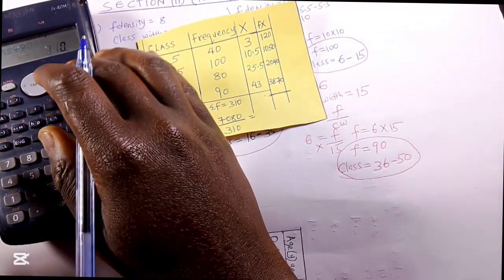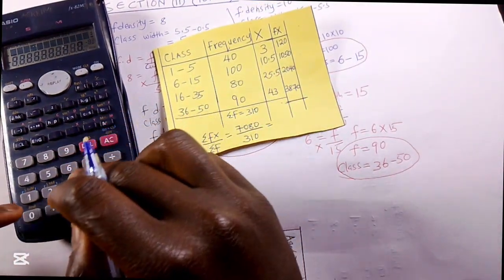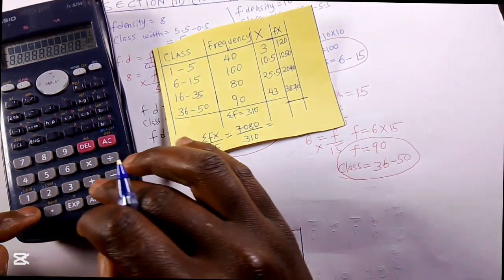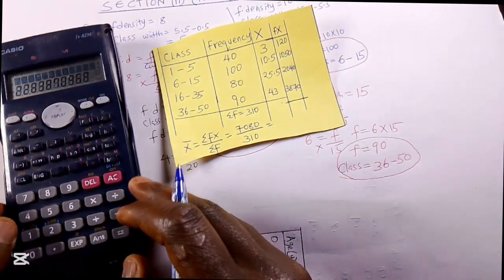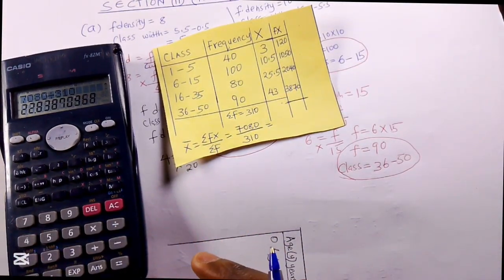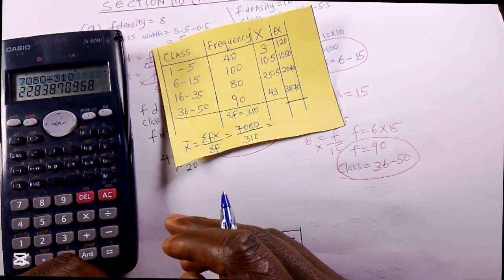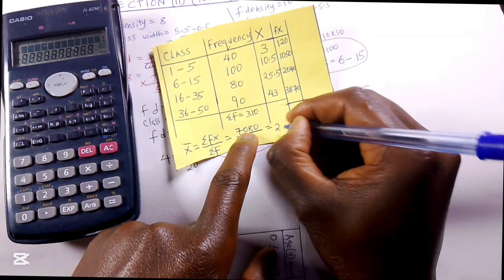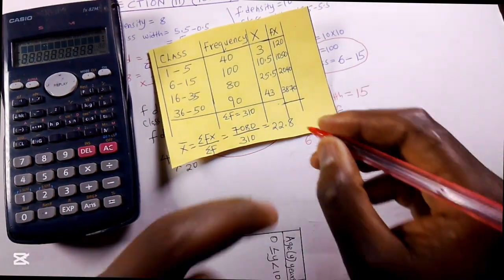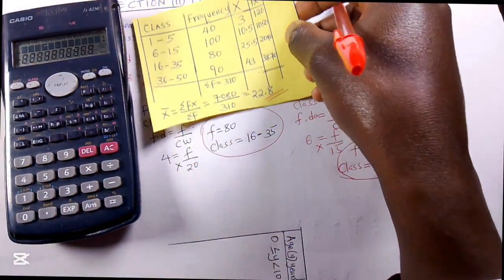So 7080 divided by 310 is equal to 22.8. We have been told to 3 significant figures, so it will be 22.8. Our mean is equal to 22.8. So we are done with the mean. Let's place that one there.